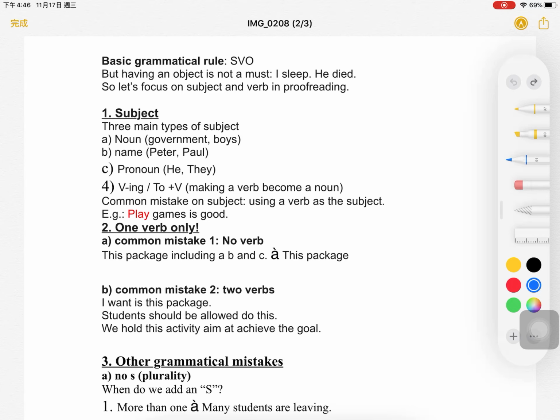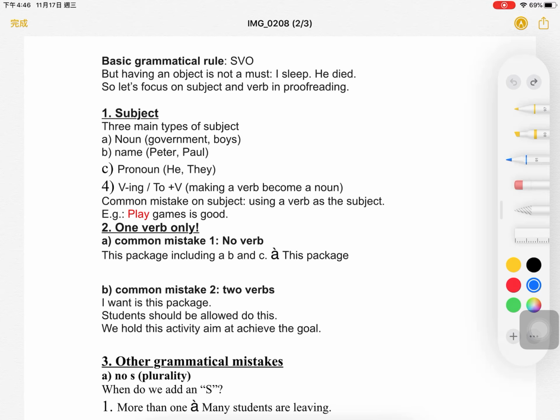Okay, so this video is about proofreading skills. In order to master proofreading skill, you have to master basic grammatical skills. So this video is especially for group 2 and 3 students. Of course, group 1 students can also watch this video, but I feel like the errors mentioned in the video are kind of like group 2 and 3 mistakes.